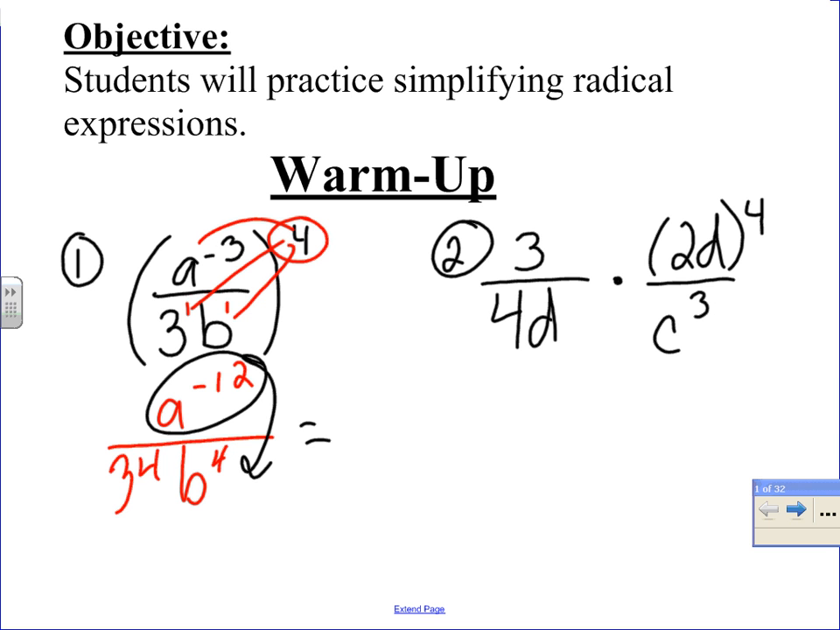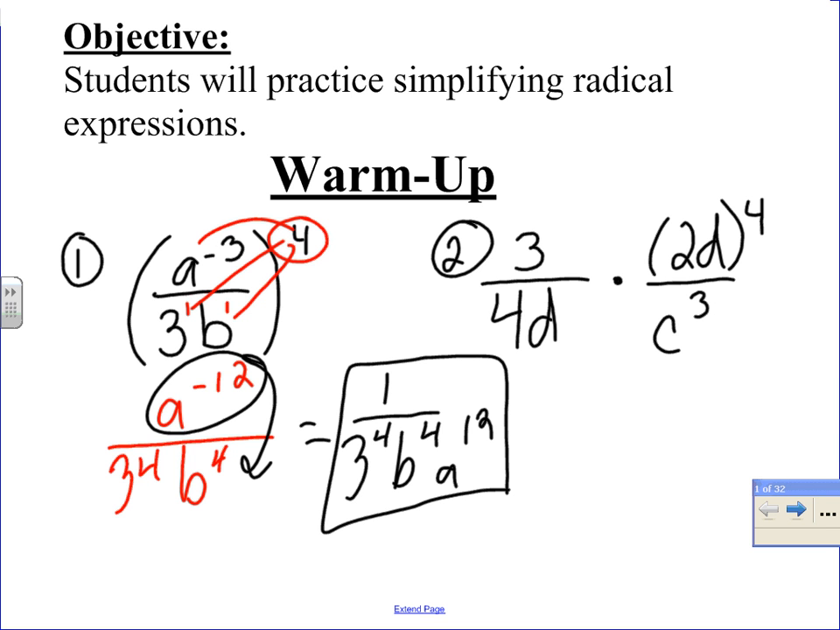Flip it. What are we left with on top? Move that to the bottom. Maggie, what are we left with on top? Good. So we have 1 over 3 to the 4th, b to the 4th, a to the 12th. That's our answer. Good job.